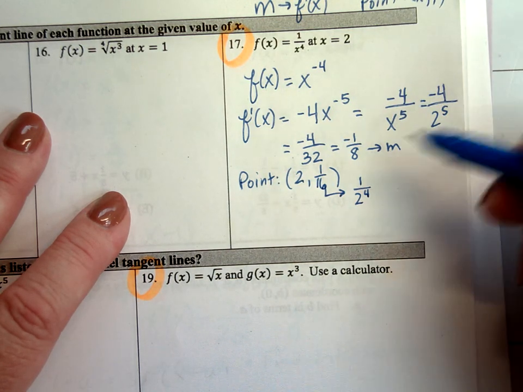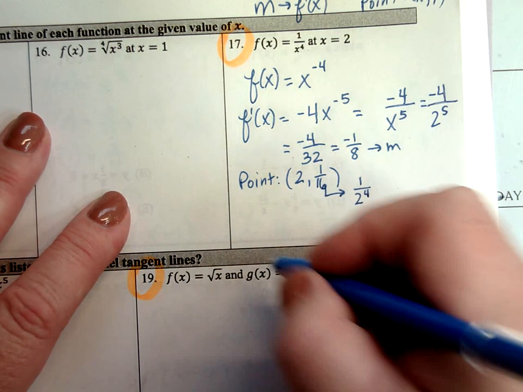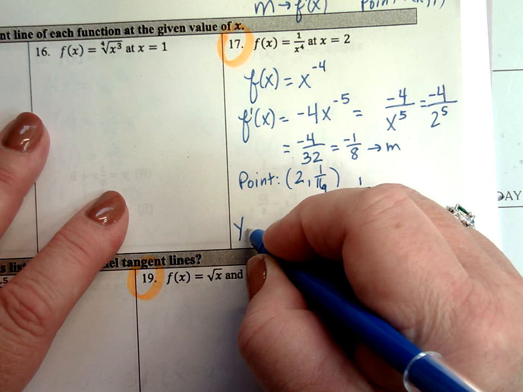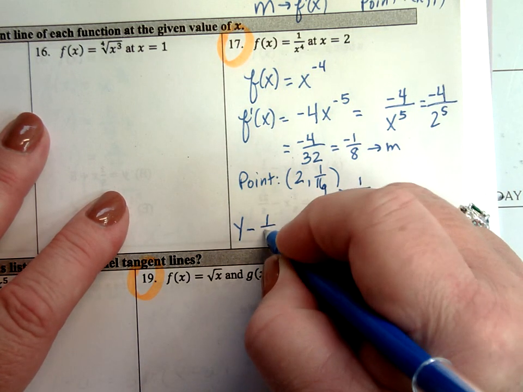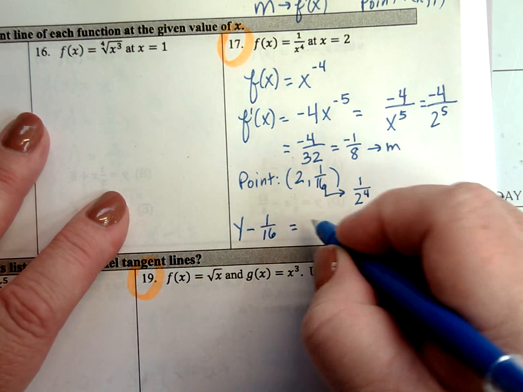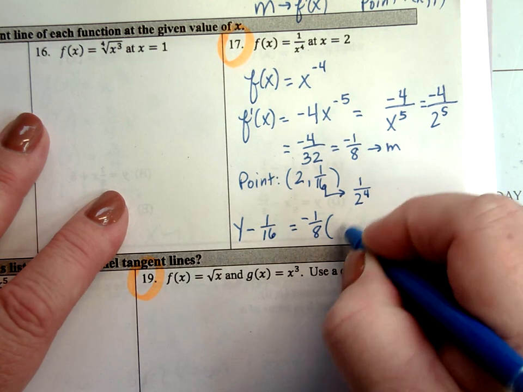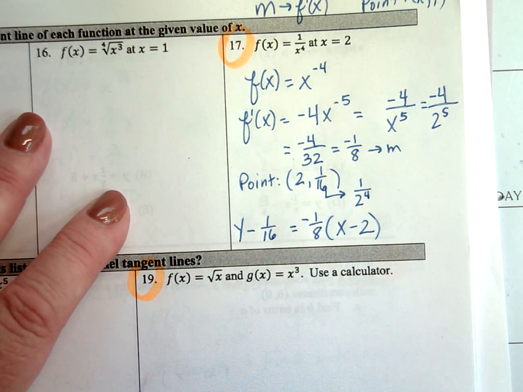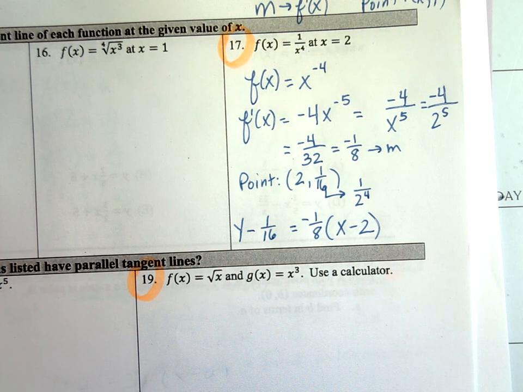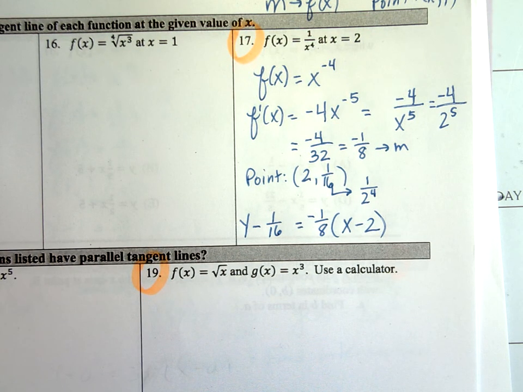Now you have the pieces. You have a slope and you have a point. You can put it in your formula: y minus y1 equals m times x minus x1. There's the equation for the tangent line at the point x equals 2.